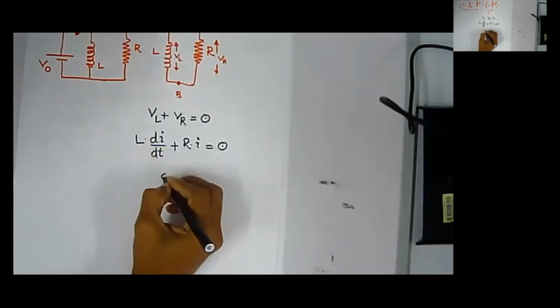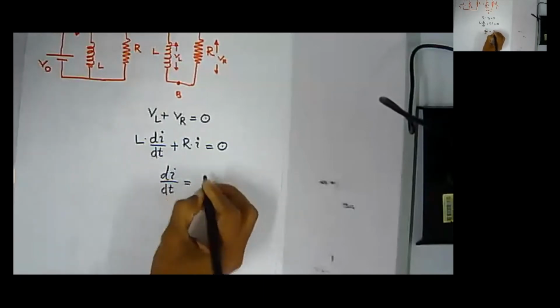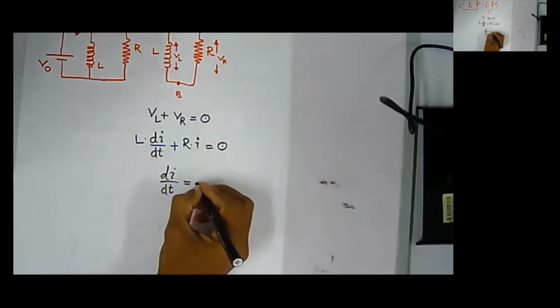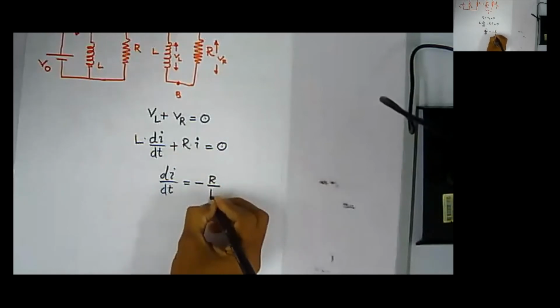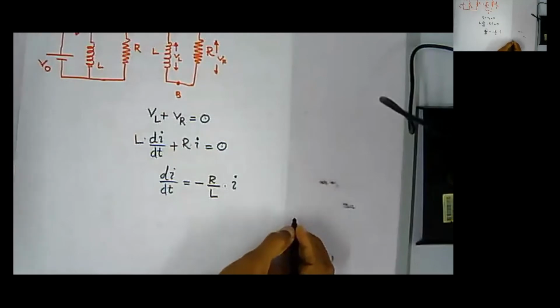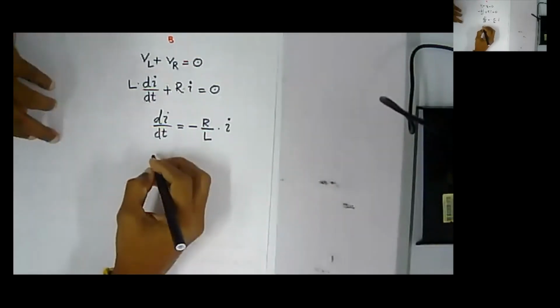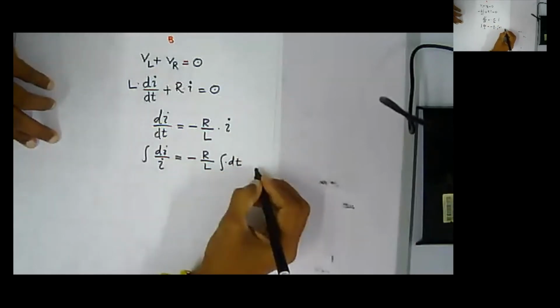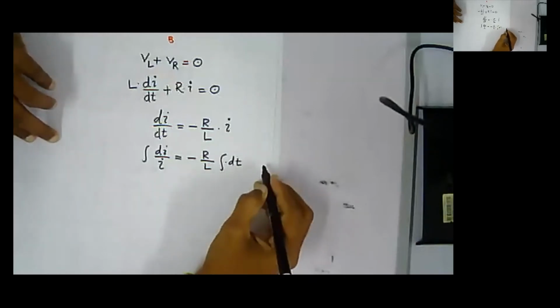We can write this as di by dt equals minus R over L into I, bringing R and L to the other side. Now cross multiply the time, and we can write it as integration of di over I equals minus R over L into integration of dt.